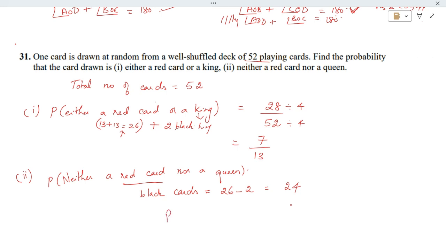So the probability of neither a red card nor a queen, okay, is equal to 24 out of the total number of cards, which is 52. So if I divide by 2, I will get 12 by 26. Again I can divide by 2, so which gives me 6 by 13. So this is your answer.